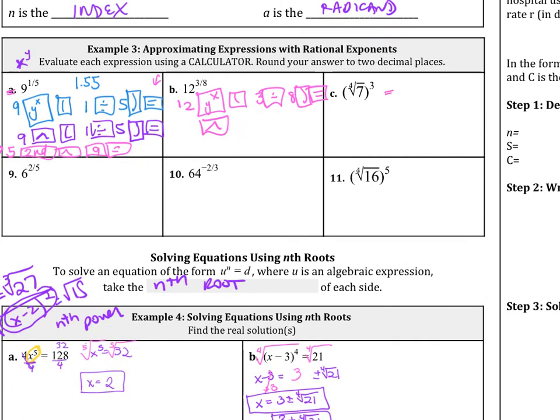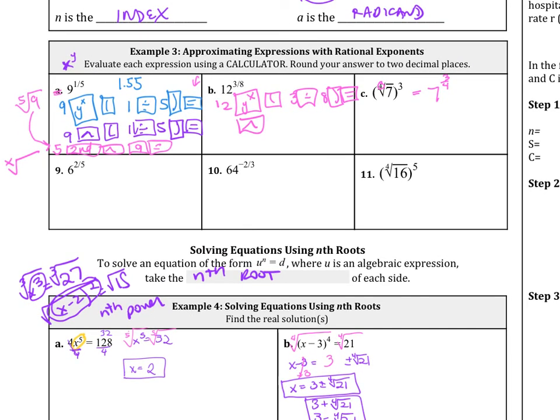Letter C, so let's rewrite that. 4th root of 7. So the 4th root tells me that goes in the denominator place. Okay, so the index goes in the denominator. And then plug that in the calculator. So try out B, C, 9, and 10. Number 11, you could actually do that without a calculator. So let's do that one.